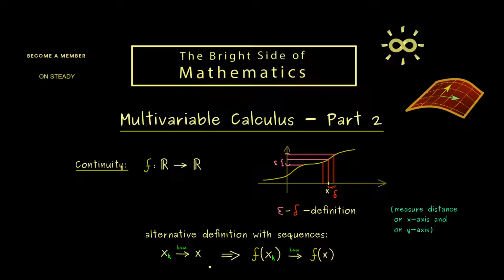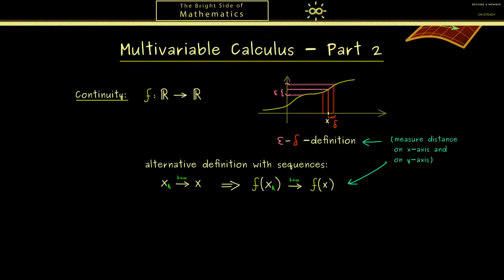So you see, this is the same idea. If we get closer and closer here on the x-axis to this point x, we should also get closer and closer here on the y-axis to the point f of x. Okay, but there please note, here for this convergence we need to measure the distance on the x-axis, and for this convergence we need to measure a distance on the y-axis. In other words, in both definitions we need to measure distances. Therefore, this is the first thing I want to talk about today.